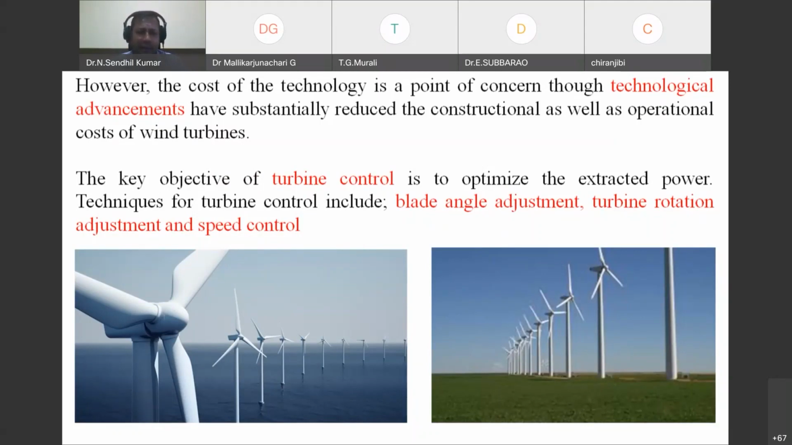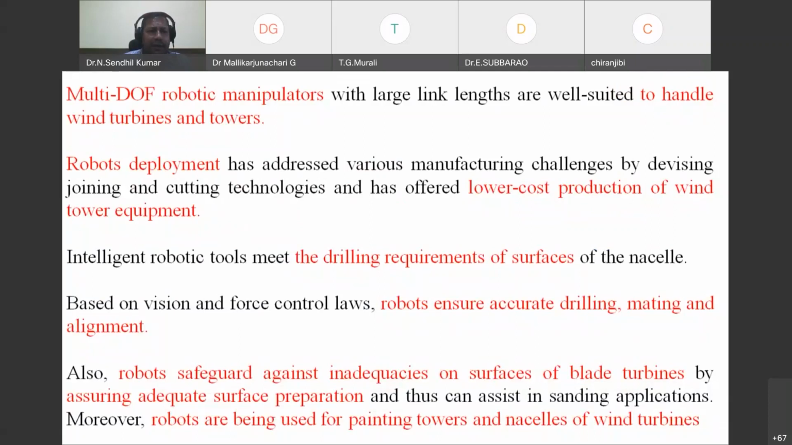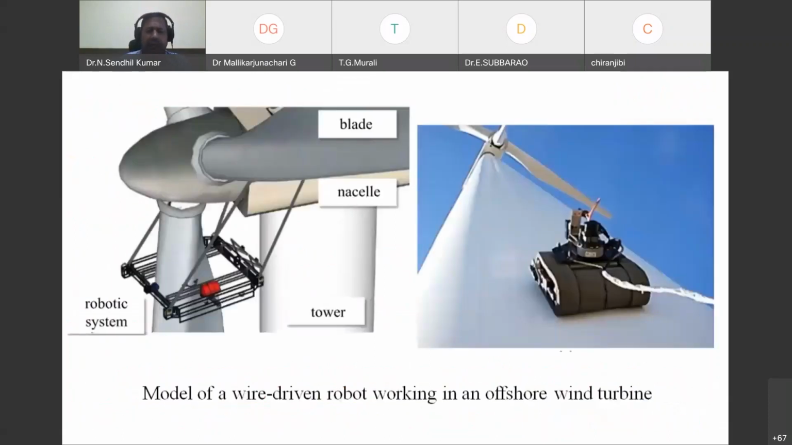Turbine control mainly depends on blade angle adjustment, turbine rotation, speed adjustment, and all those things. Every time we cannot deploy human beings to go and take care of the system monitoring. For this purpose, we can deploy degrees-of-freedom robotic manipulators to handle the wind turbine and towers. So here you can see robotics, apart from manufacturing parts, will also be used after installing the system.